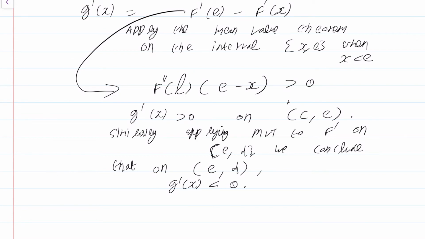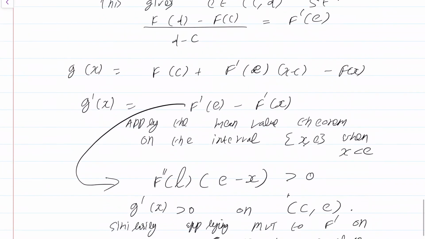So what we have done is apply the mean value theorem for a point x that lies between c and e to the function f′, and concluded that g′(x) has to be greater than 0 on (c, e). Similarly, we apply the argument to any point x coming from the open interval (e, d), and we get g′(x) is strictly less than 0. Now, how does this help us?